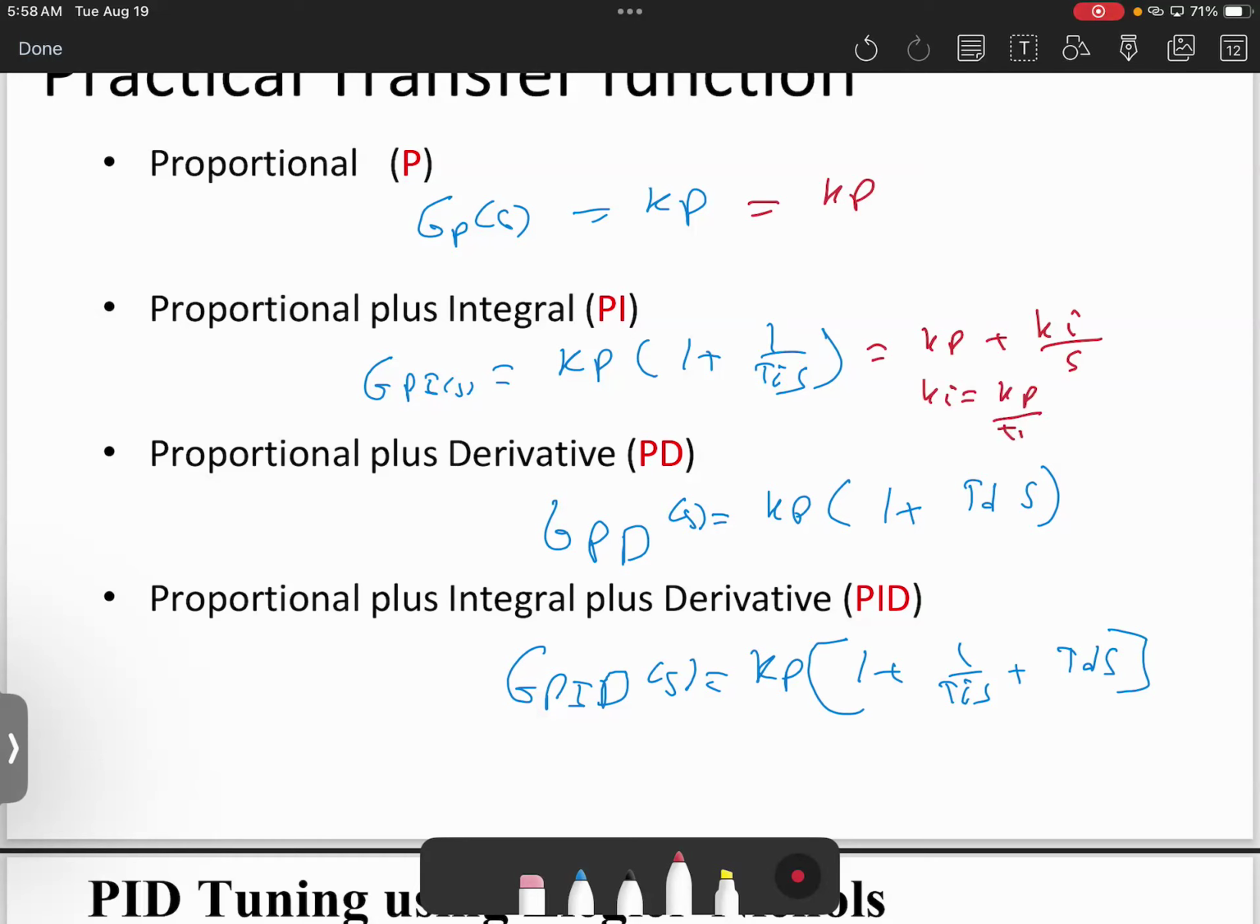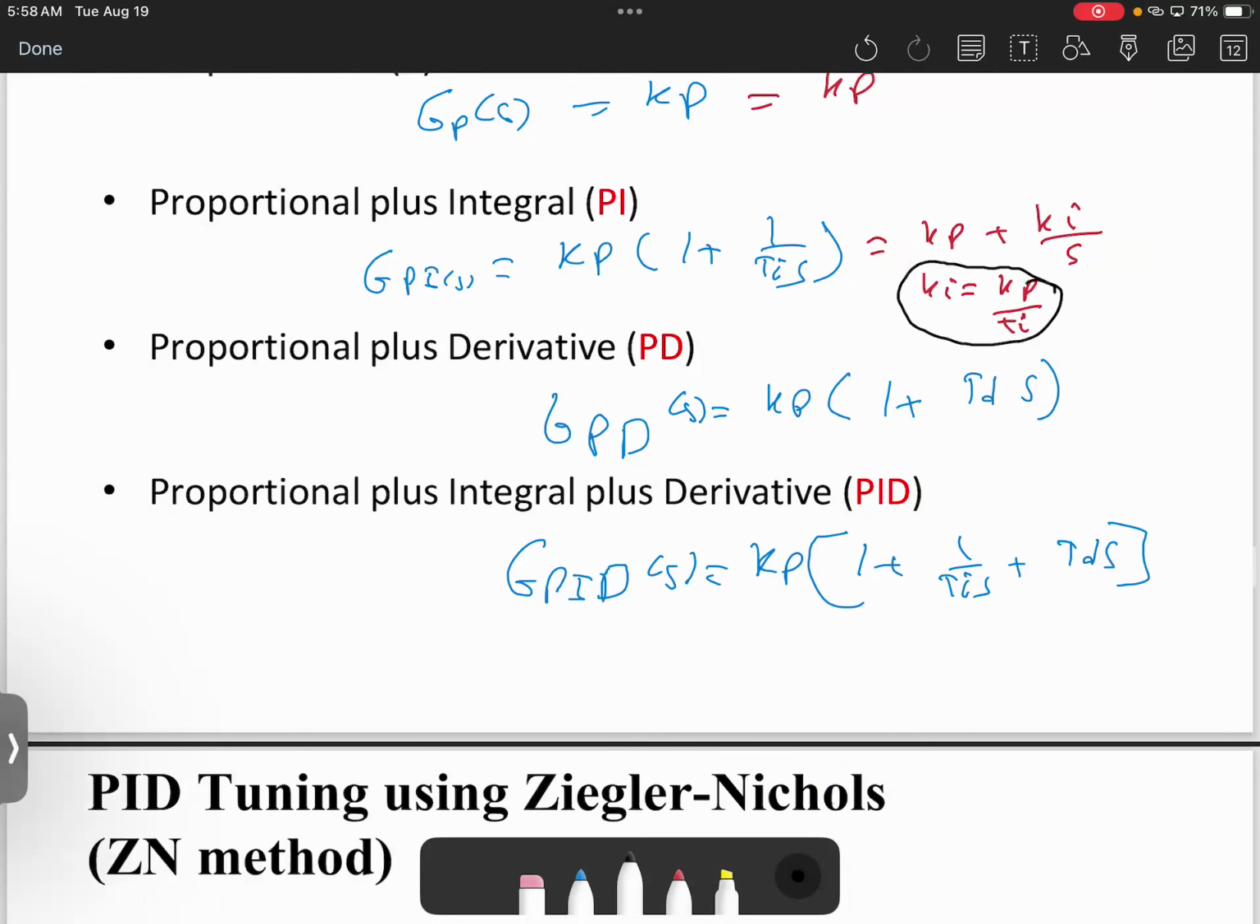KP over TI, right? The relationship. Do you agree? Okay, how about TD? Here it is, it used to be KP plus KD times S. Therefore, the relationship is what? KD equals KP times TD. Do you agree? Yeah.